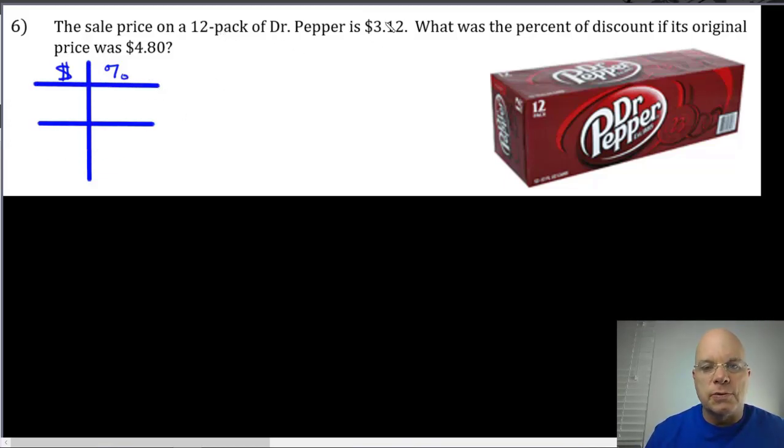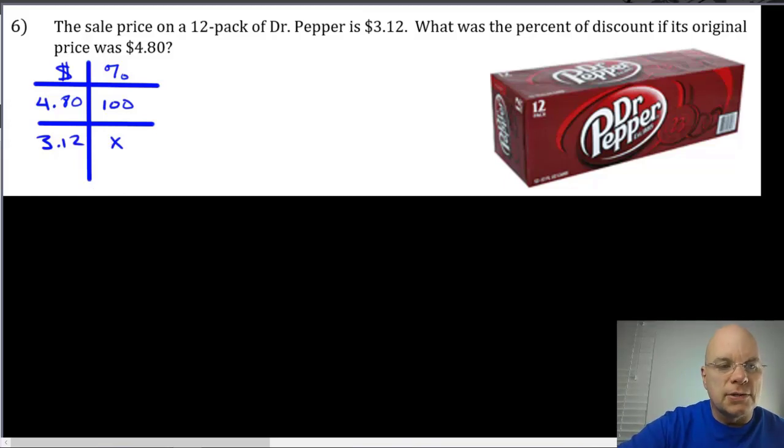The sale price is $3.12. So that's not the original. The original price is $4.80. That's the 100% amount. The $3.12 represents some other percent, and once we know that other percent, we can calculate percent change.